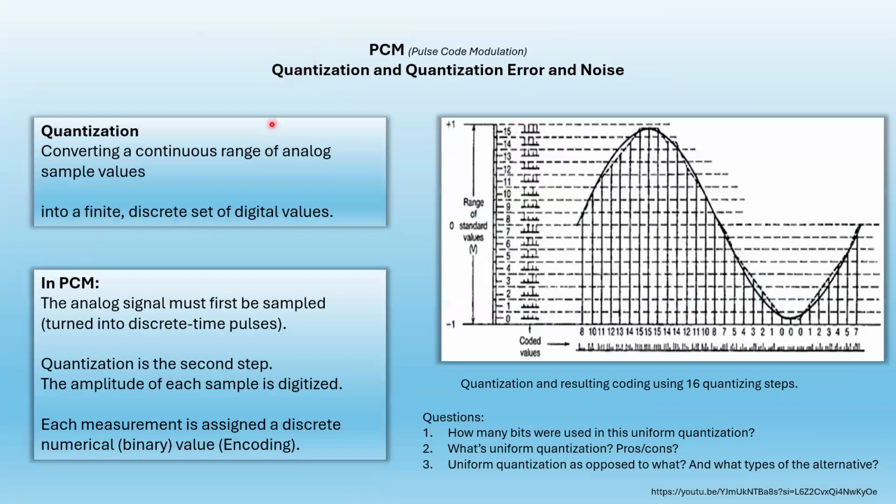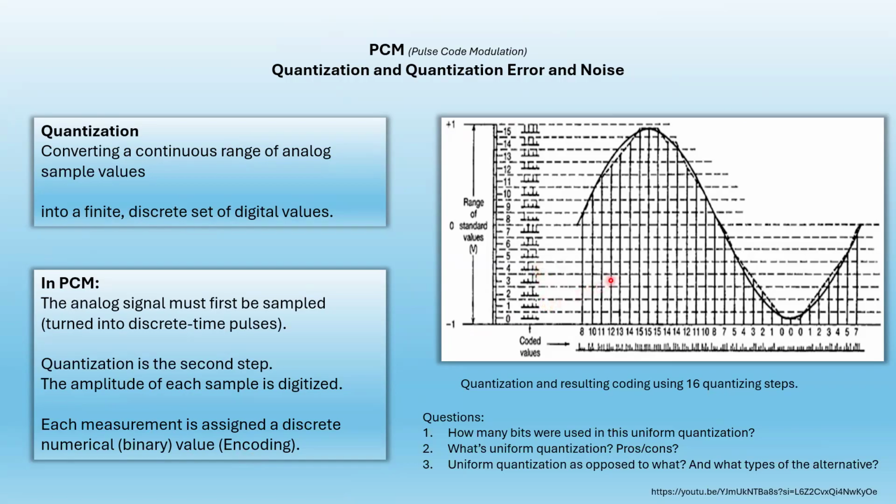All right, so let's go to quantization. In PCM, the analog signal must first be sampled, which means turned into discrete time pulses. And quantization is the second step. The amplitude of each sample is digitized. Each measurement is assigned a discrete numerical binary value. And we also call that encoding.